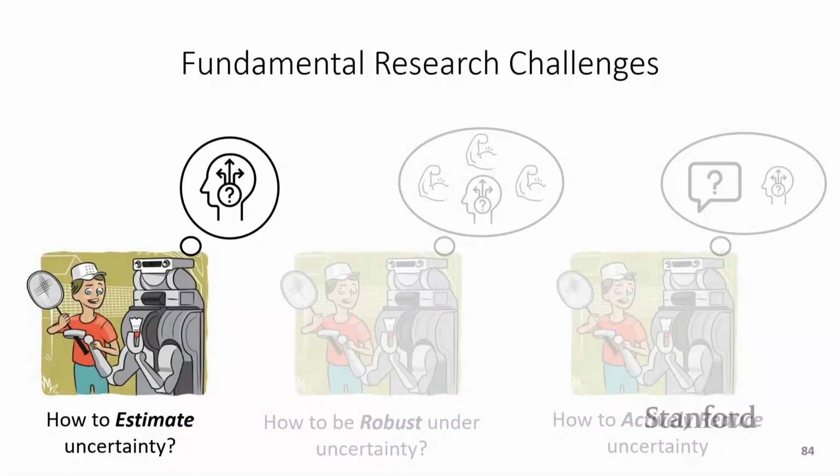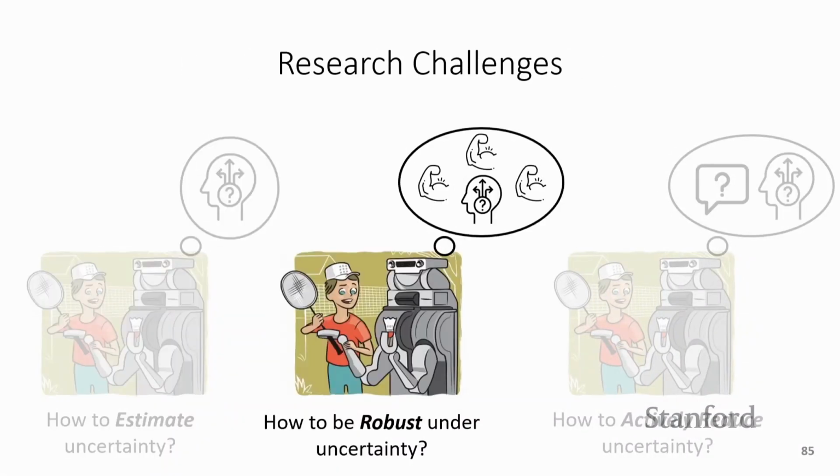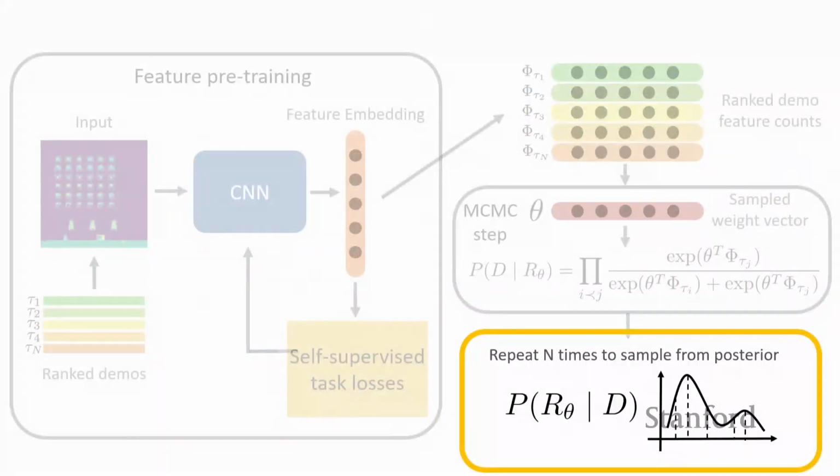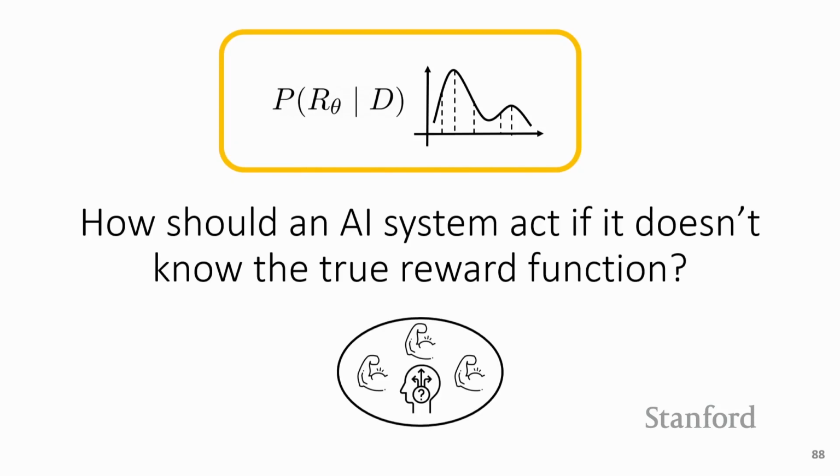Cool, so I'd like to now take a step back and think about, given that we can now estimate these reward function distributions, how can we be robust to this uncertainty? And so we're going to assume that we can now sample a posterior distribution of likely reward functions given this human data. And the question is, given that I'm uncertain over what the true objective is, how should I act? How should an AI system act if it doesn't know its true objective or reward function?